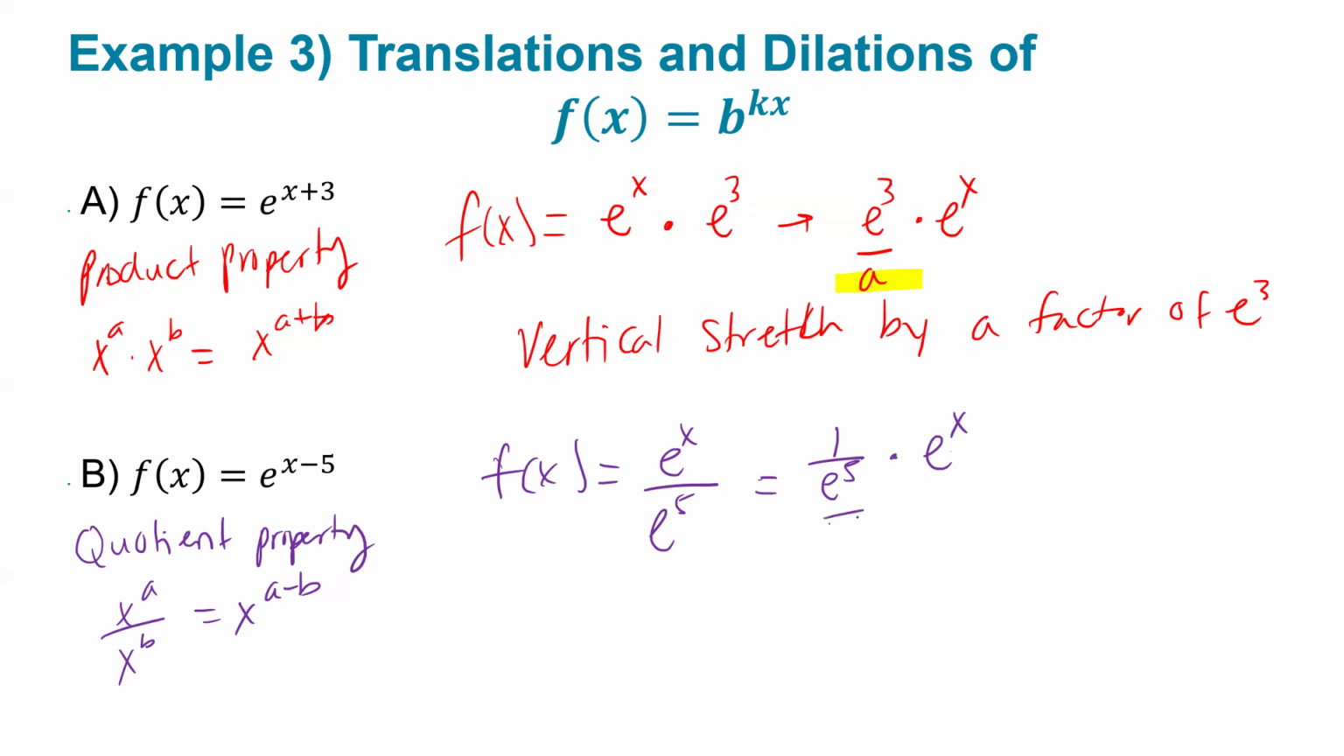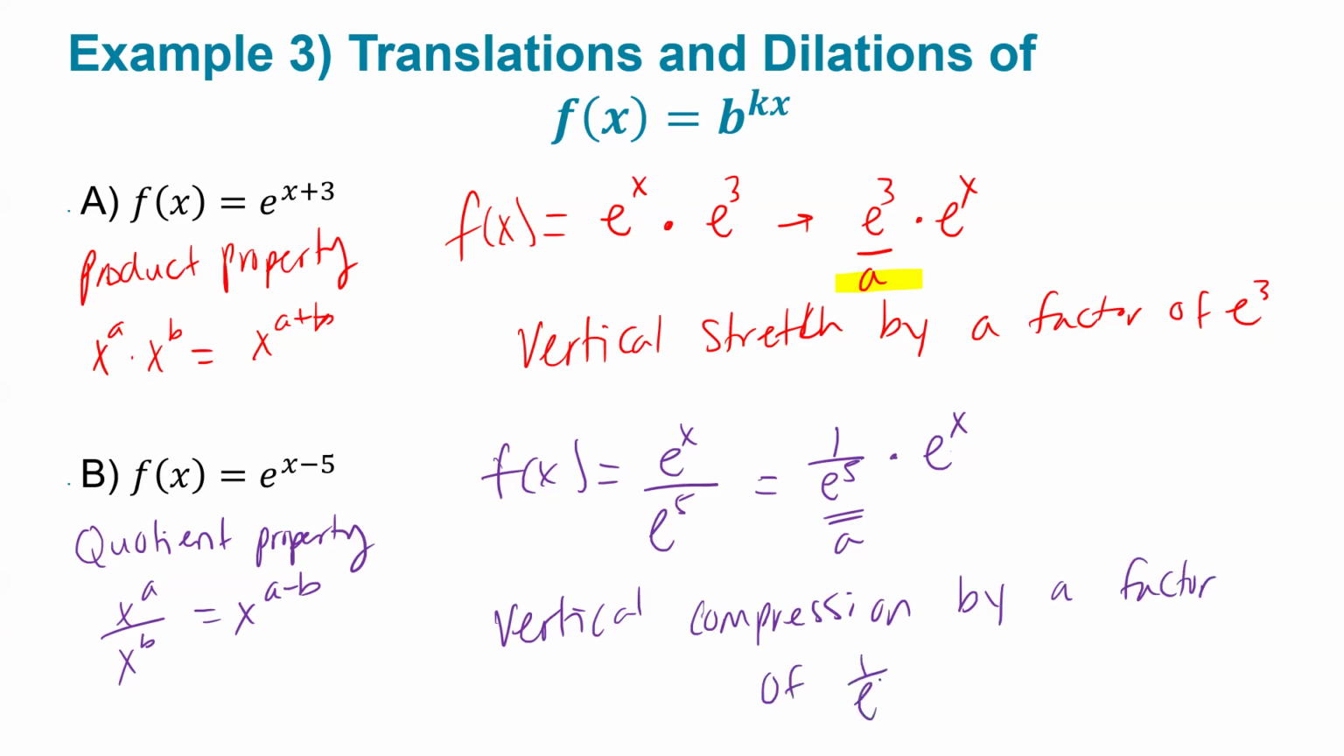Okay, so now it's by itself. So this is our a. And is our a greater than 1 or less than 1? It's less than 1. So this time, instead of a vertical stretch, we have a vertical compression by a factor of 1 over e to the 5. If I have a whole and no matter what the number is on the bottom, if I just keep cutting it, it's going to be less than 1. Does that make sense?